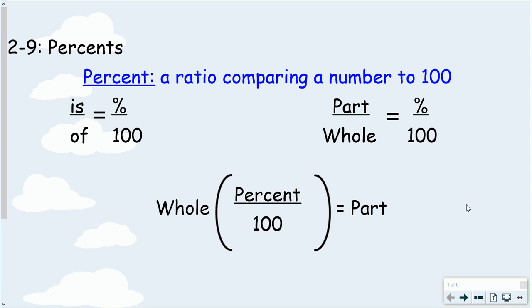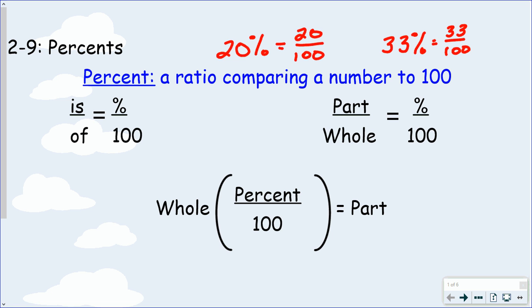This lesson is on percents. A percent is a ratio comparing a number to 100. So for instance, 20% really means 20 to 100, which could be simplified to 1/5. But a percent is a ratio comparing a number to 100, so 33% would be 33 over 100.